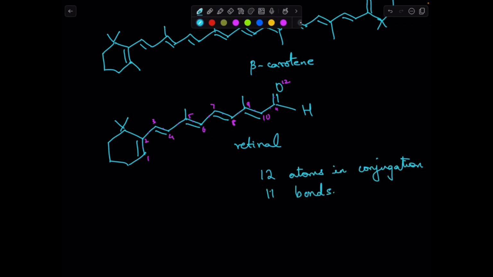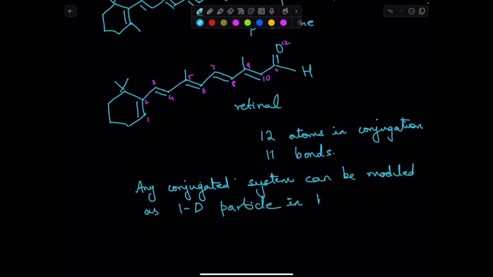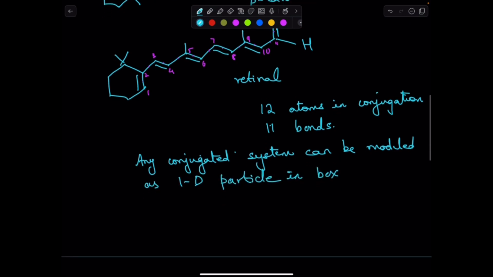So to solve this problem, we need not know the structure of retinal because all we need to know is the number of atoms in conjugation and the number of bonds in between them, which is given to us. Any conjugated system can be modeled as a one-dimensional particle in a box. This is because the conjugated system is linear, so we can assume that it's one-dimensional.